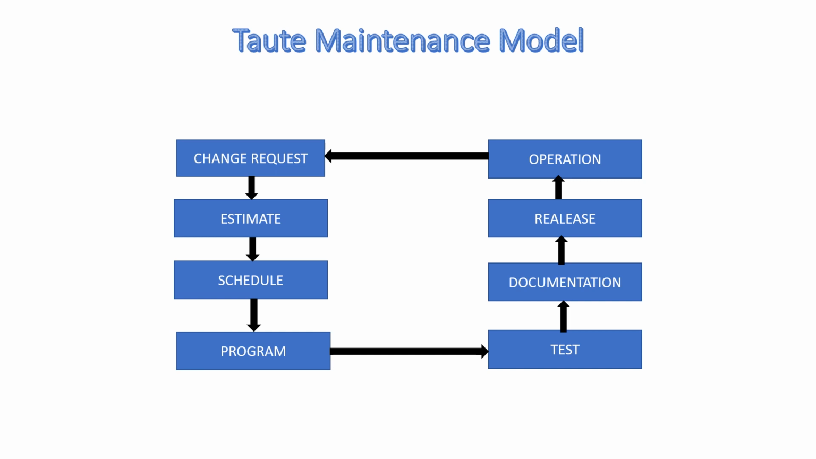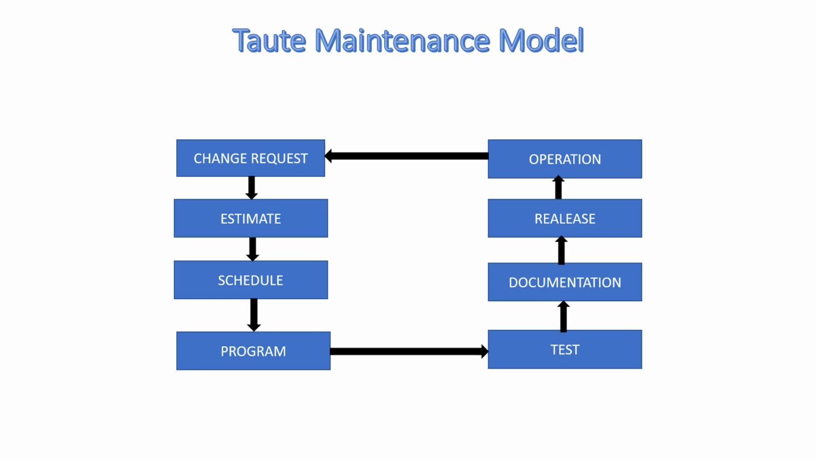As we can see, Todd's maintenance model consists of the 8 phases. According to the user's request of change, we will have a change request. After getting the change request, it goes for the estimation phase, that is the estimation of the cost and other details will be done. After the estimation has been completed, it goes for the scheduling phase. So how we are going to schedule the various implementation of the changes that have been requested. After scheduling the changes, we'll go to the coding portion, that is the program section.